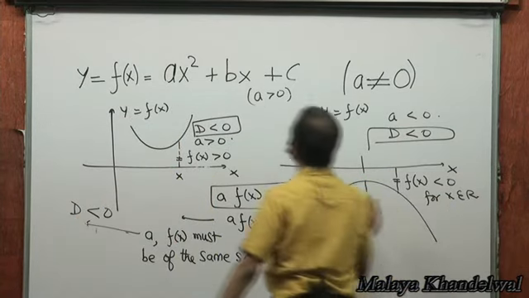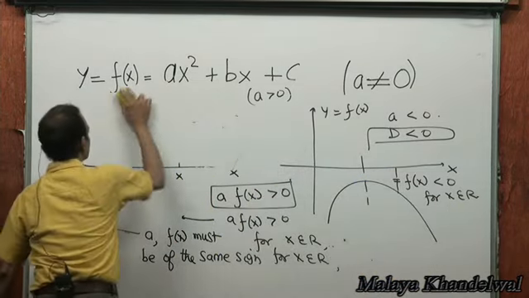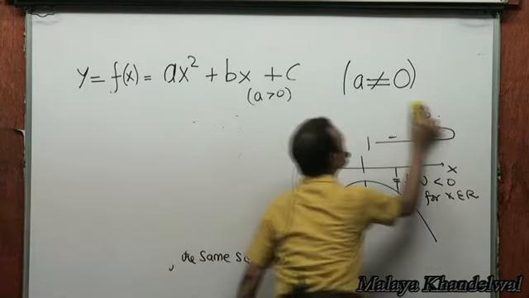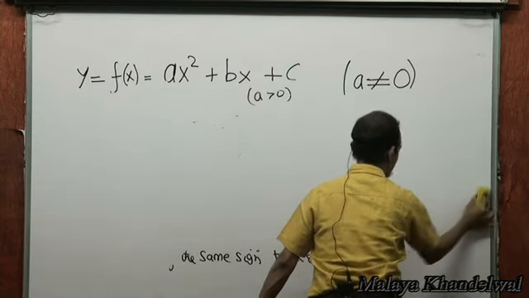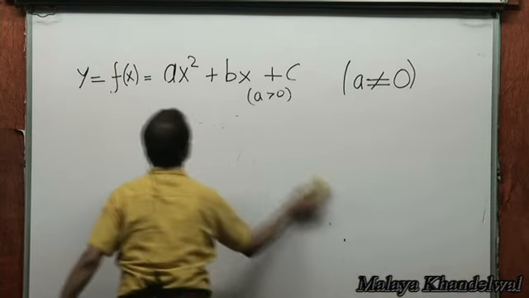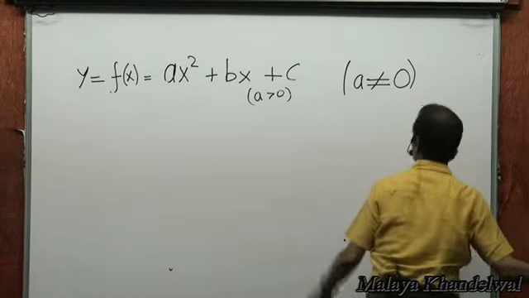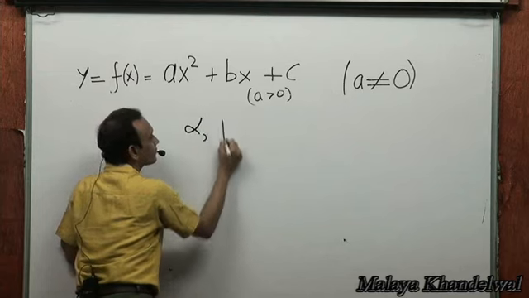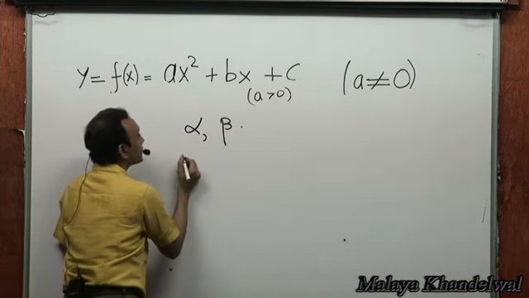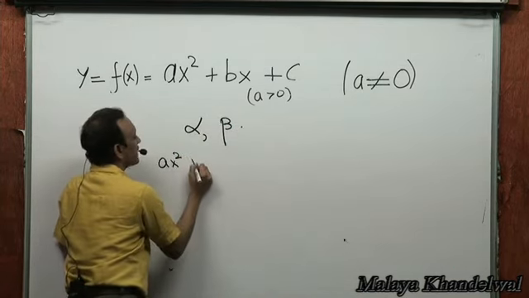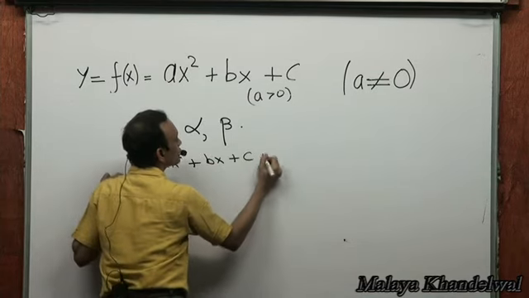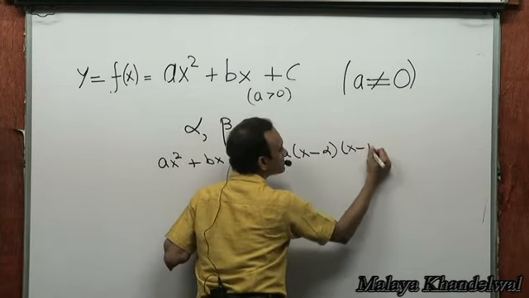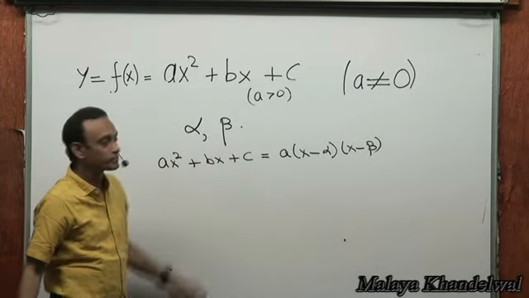Now, see, one very simple observation. If this quadratic expression had roots alpha and beta, then ax squared plus bx plus c could have been written as a into (x minus alpha) into (x minus beta). That's how you could have written this, right?